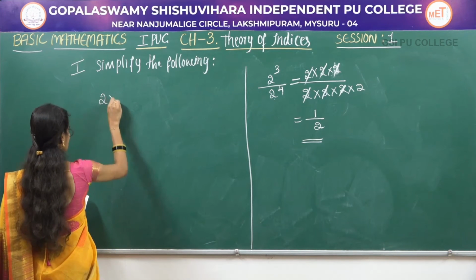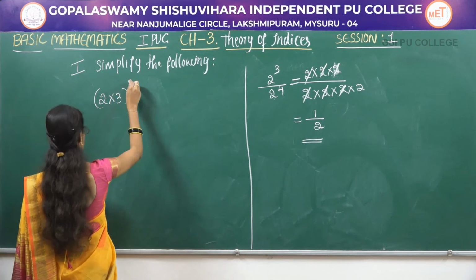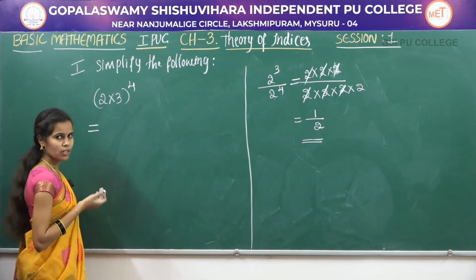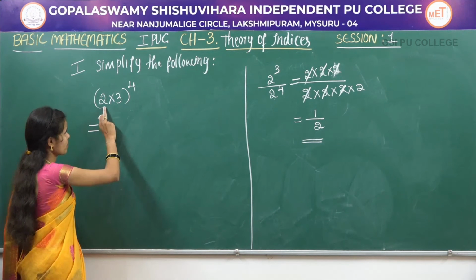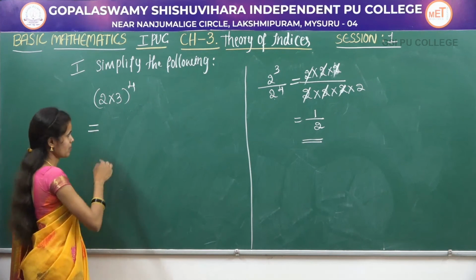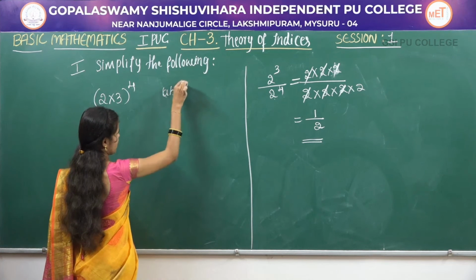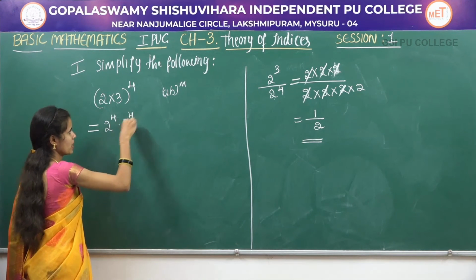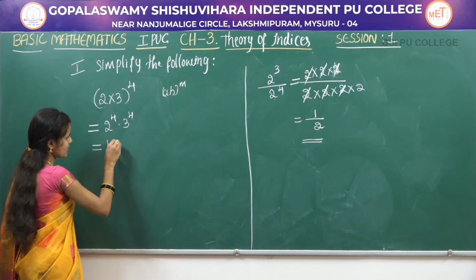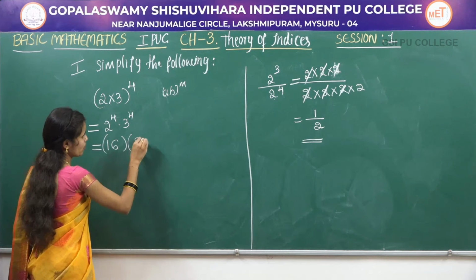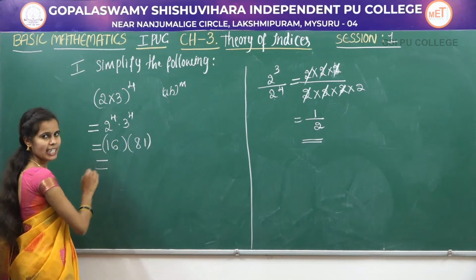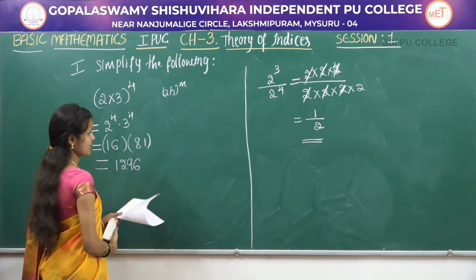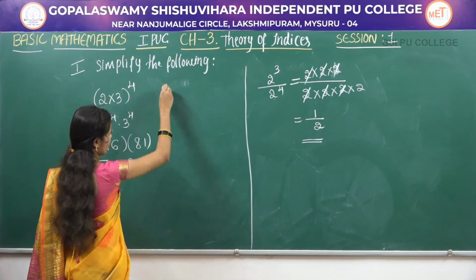Third one: 2 into 3 whole to the power of 4. Here apply the formula, the fourth law of exponents, of the form (ab) whole to the power of m, which means split the power to each term. 2 to the power of 4 into 3 to the power of 4. So 2 to the power of 4 is 16 into 3 to the power of 4 is 81. So 16 into 81 is equal to 1296.